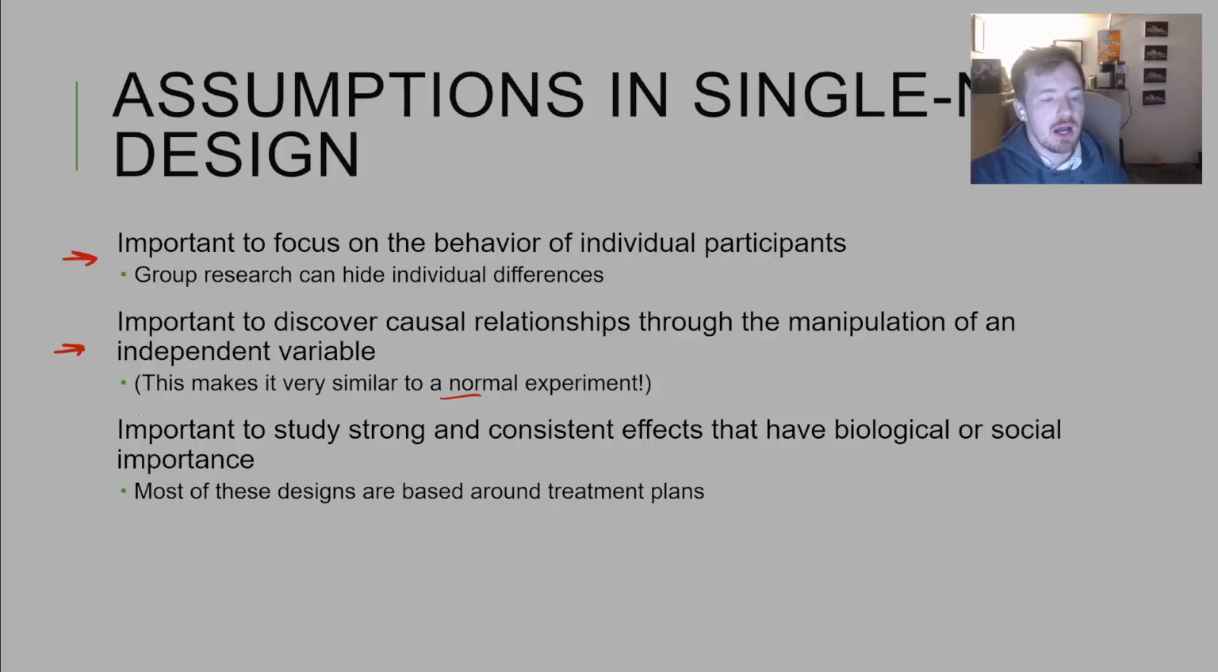And then finally, the next assumption is that it's important to study consistent effects that are biological and social in nature. The book refers to this as social validity, which is not a term that you see very much outside of this chapter, actually.